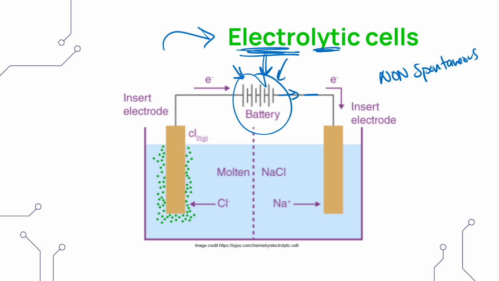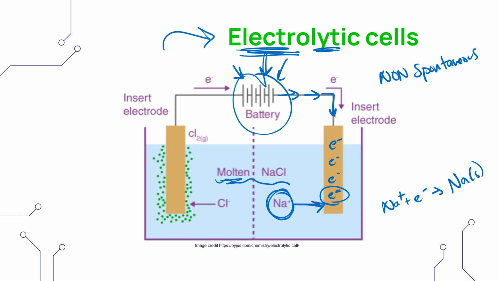This battery is going to push electrons over here. We're going to have electrons building up here. Electrons are negatively charged. You know what's going to be attracted to a negatively charged thing? A positively charged thing. And if I have these electrodes submerged in molten sodium chloride, what's going to happen is that those sodium ions that are mobile, because this is a liquid, those sodium ions are going to be attracted to those electrons. And what's going to happen when a sodium ion runs into an electron? They're going to mash together to make sodium metal.